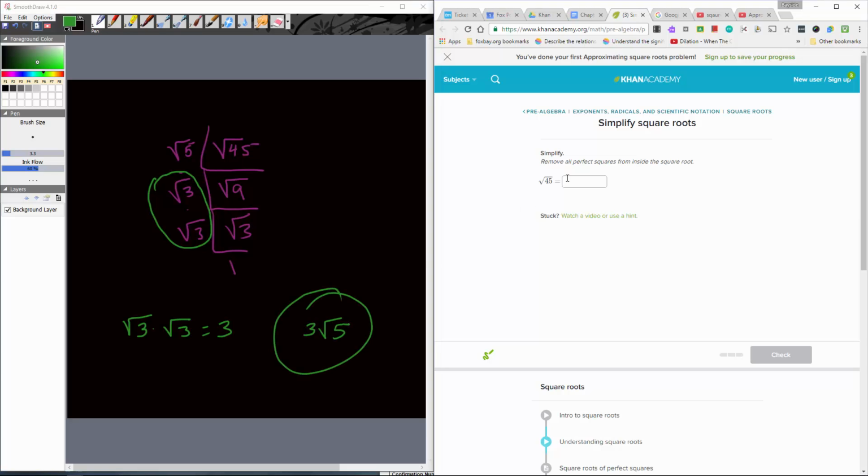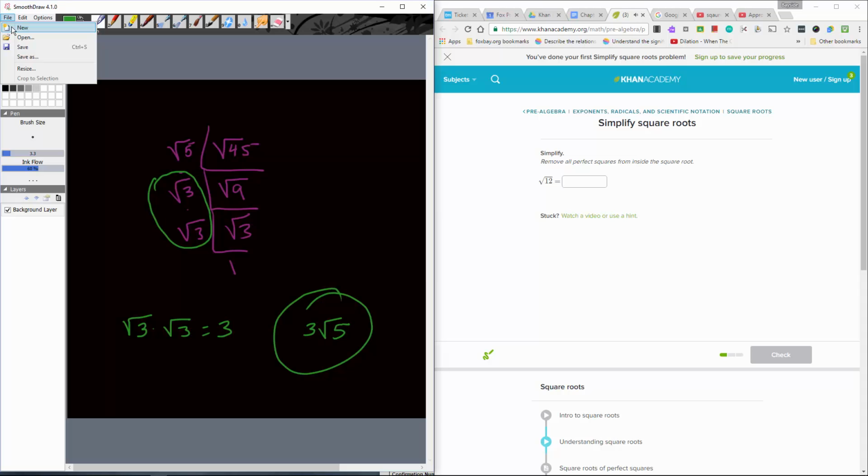And let's plug that in and see if it works. So 3 square root 5. Sure enough, that works. Let's try another one.